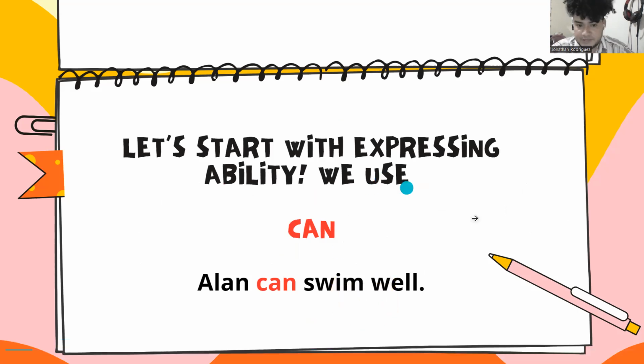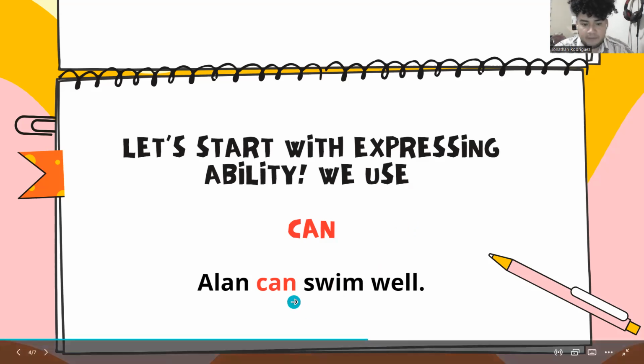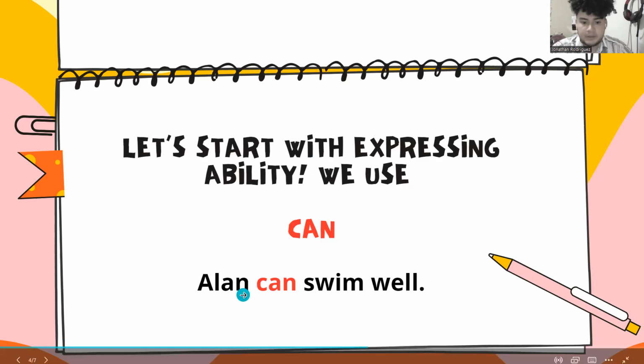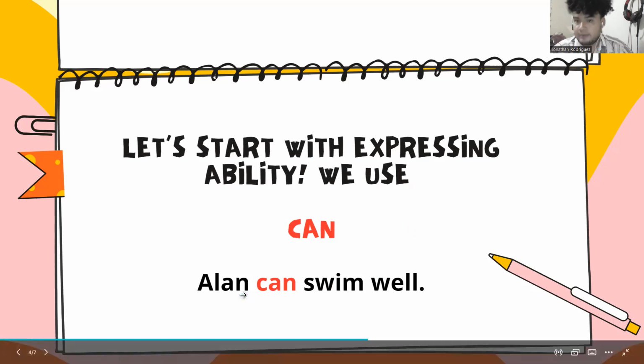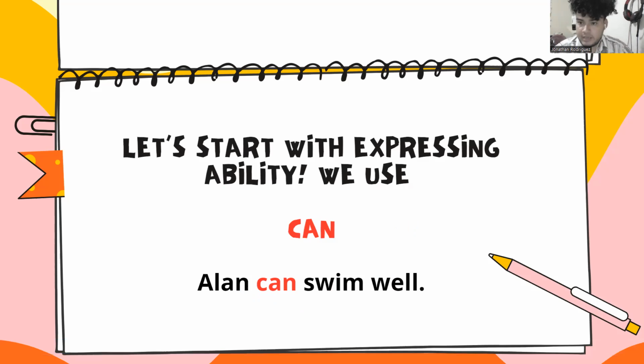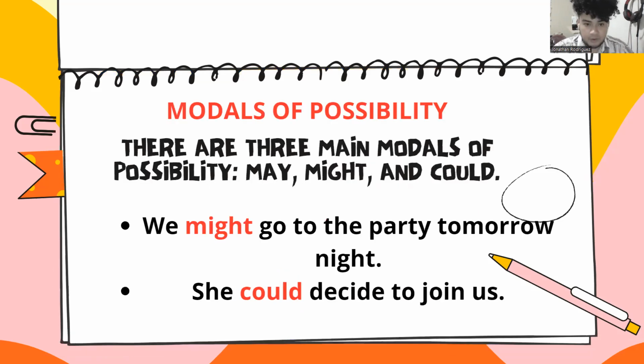Let's start with expressing ability, modals of ability. So we can use can. Can is the principal modal to express ability. As you can see, we have an example. Alan can swim well. So if you want to write talking about ability, you can use the modal can. Alan can swim well.